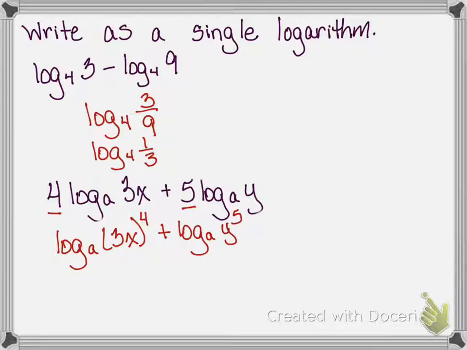Okay. Now, I am adding two separate logs. So if I rewrite it as one log, what's happening with the 3x to the 4th and the y to the 5th? Multiplied. Excellent. Okay, so I have log base A of 3x to the 4th times y to the 5th. Now, can I simplify 3 to the 4th? It's not too bad. 3 times 3, 9 times 3, 27 times 3.